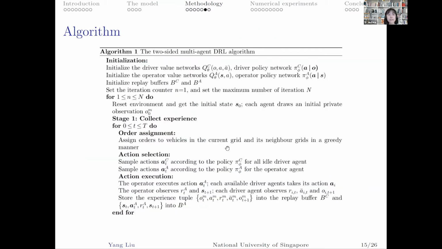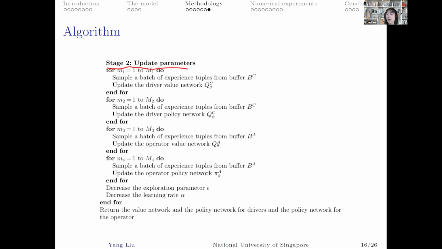Okay, and then this is the algorithm. So basically this algorithm has two loops. We have the outer loop, where we count the number of episodes, and the inner loop, which iterates the time from 0 until the end. And then each episode will have two stages. In the first stage, the agent will explore the environment and collect the experience. And then in the second stage, we will randomly sample a batch of experience to update the four neural networks.